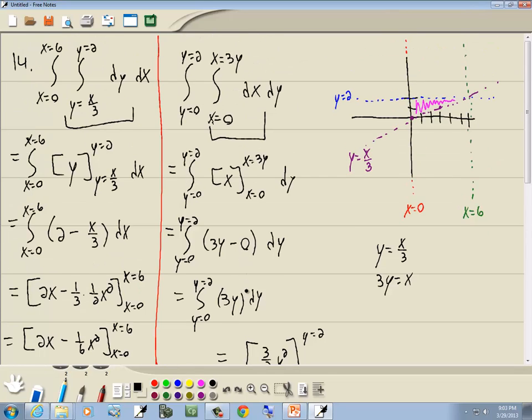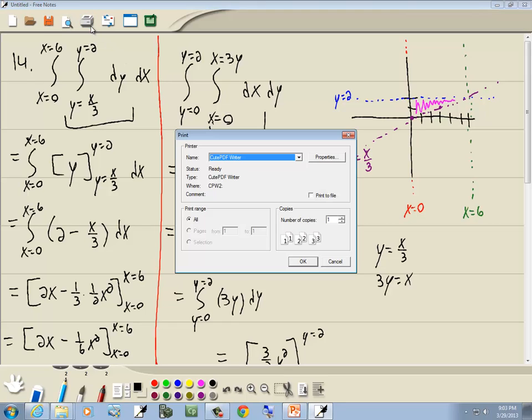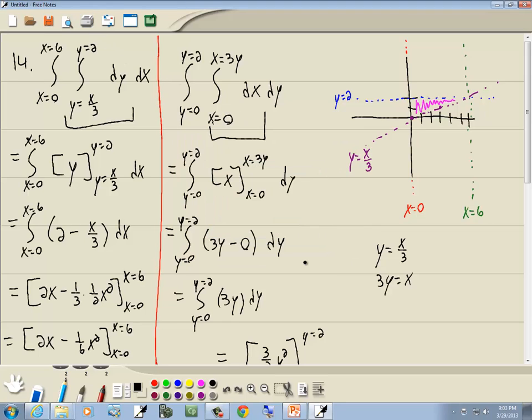So the change in the order of integration, what's on the outside here, does not affect the function at all and gives us the same result. That's what they're trying to show. So let me save that.